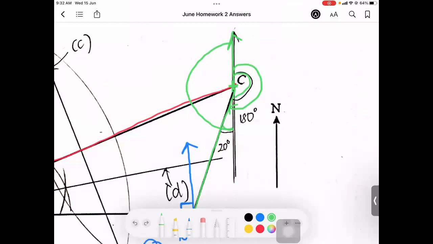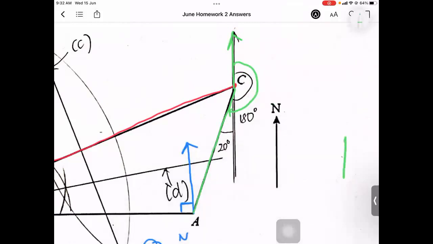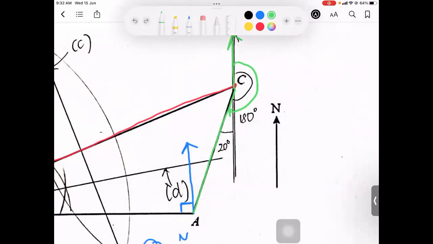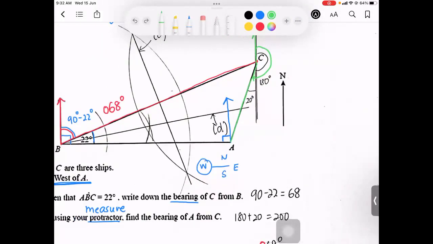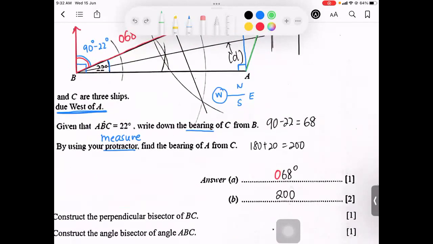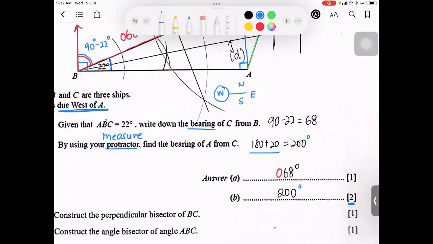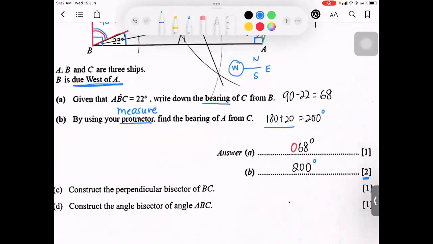So there is a range of acceptable answers, as long as you indicate on your diagram so the person can read what angle you are measuring and it is of an appropriate reasonable value, they will give you as correct. So 180 plus 20 gives me 200 degrees. So my bearing is 200 degrees. And this one here, wow, 2 marks. That means they want to see your working as well. When you ever see a lot of marks, please make sure you try to do working.